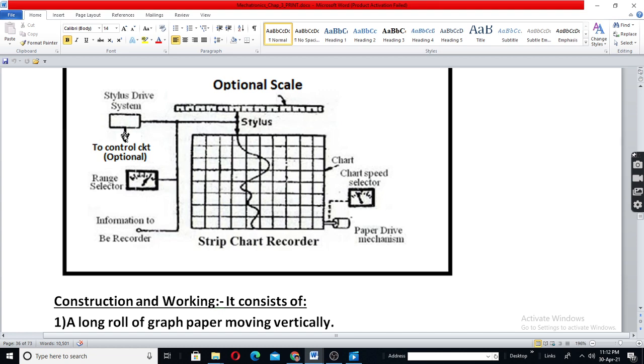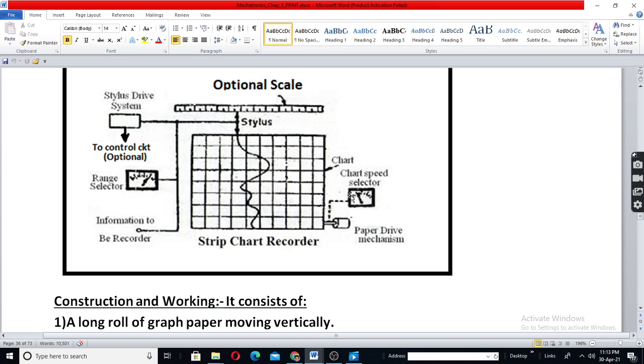According to that, this drive system will move the pen in the x direction. This is the y direction. According to the time scale, you will select the speed. So if the paper moves fast, scale will be higher. Otherwise, scale will be lower. Now scale is there. Scale you can have optional.